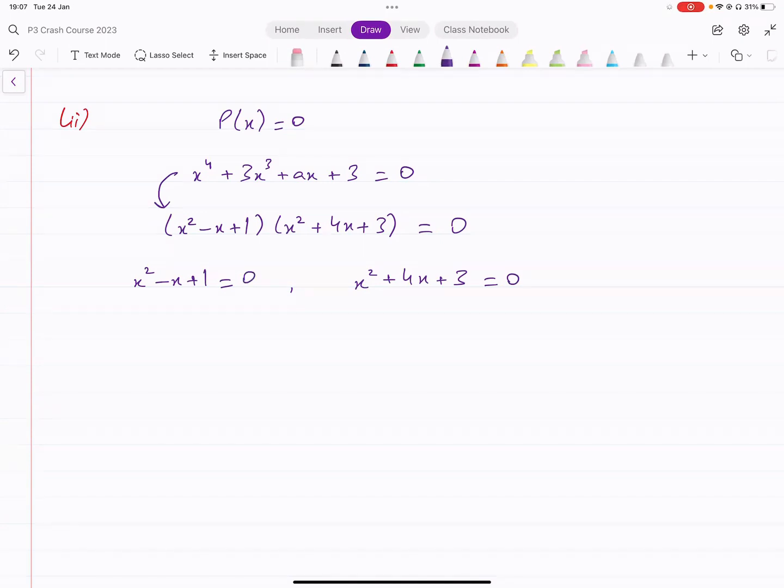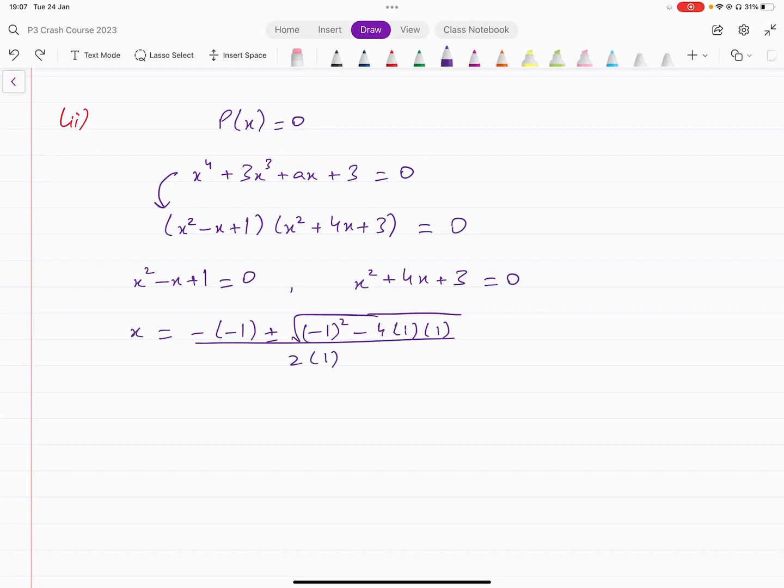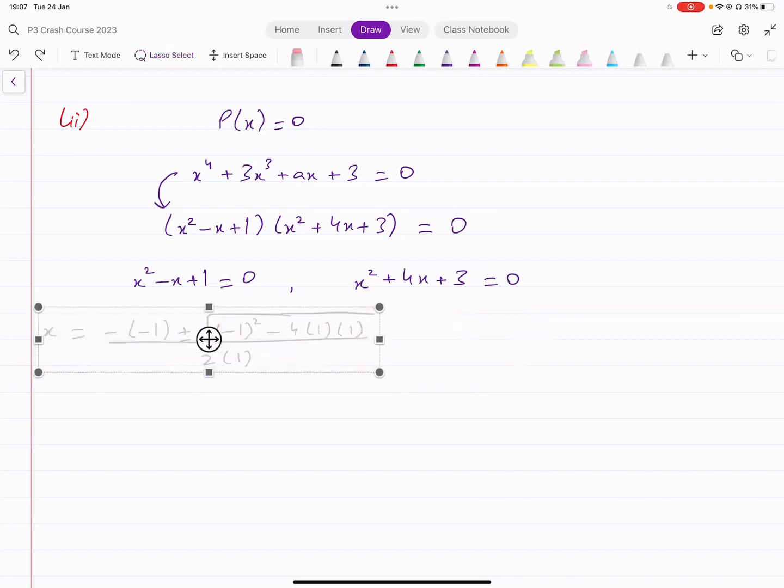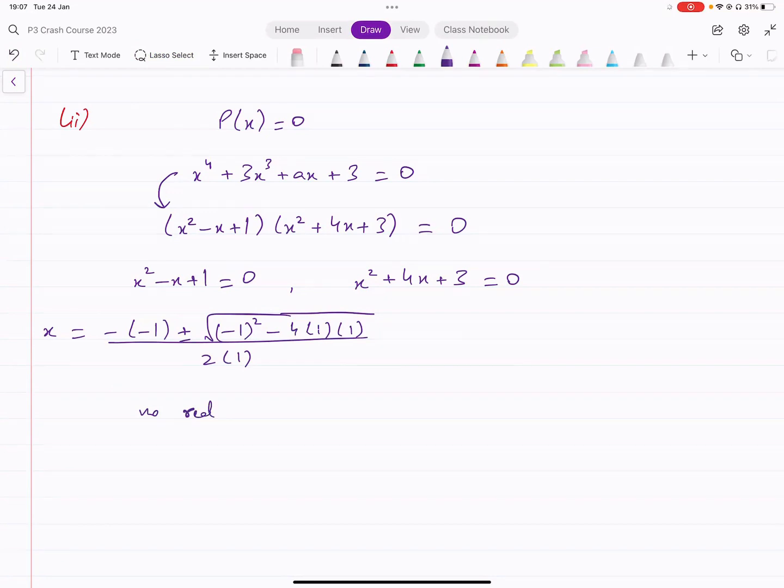X squared minus x plus 1 equals 0. Can we factorize this? So we need to get 1 when we multiply. So we can't factorize this. What we can do is we can apply the quadratic formula. Minus into minus 1 plus minus square root of minus 1 whole squared minus 4 into 1 divided by 2 times 1. And we'll figure out you get a negative inside the square root. So that means this part of the equation has no solution. You don't get anything from this. No real solution. Okay, so this part has no real solution. Let's look at the other part now.